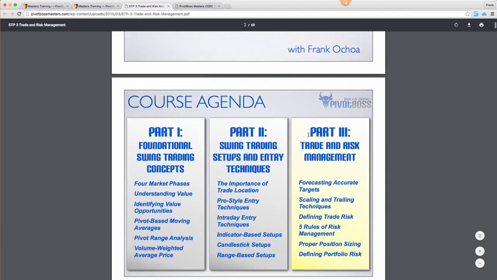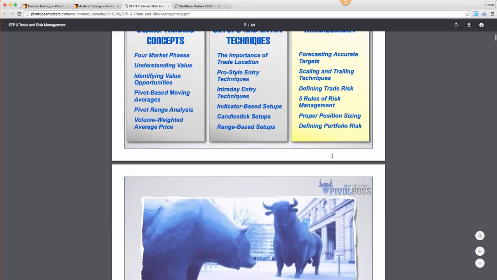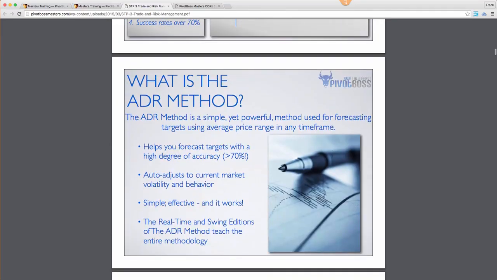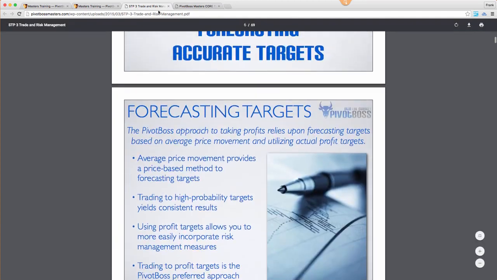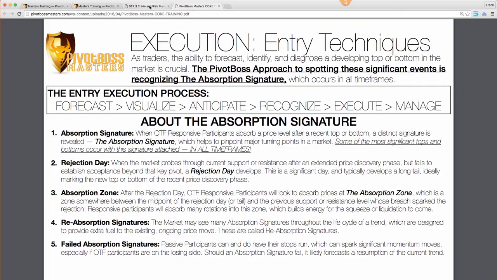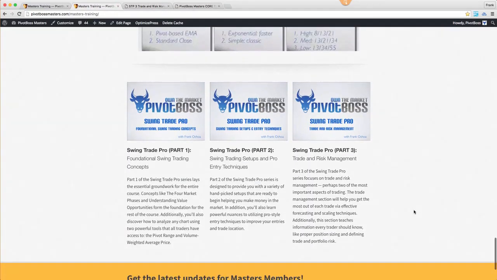There's 69 slides. You can see right here in part 3, it talks about forecasting targets, scaling and trailing, defining trade risk, 5 rules of risk management, proper position sizing, and defining portfolio risk. If you scroll down here, it'll actually tell you how to go about deciding what your stop loss is. That's a great course that you can go back and watch, and I think it's going to give you some great insight into answering that question.